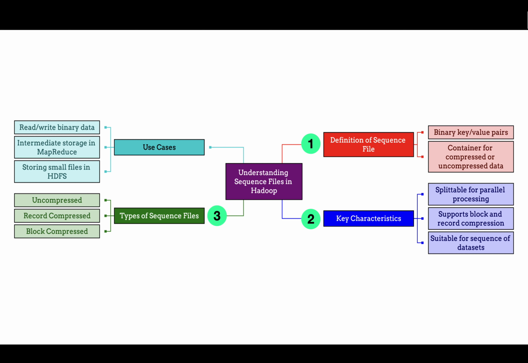3. Types of sequence files. There are three types of sequence files: uncompressed; record compressed, where only values are compressed; and block compressed, where both keys and values are compressed in blocks. 4. Use cases. Sequence files are used when there is a need to read and write binary data from and to Hadoop. They are commonly used for intermediate data storage in MapReduce jobs and for storing small files, as a container, to reduce the number of files in HDFS.